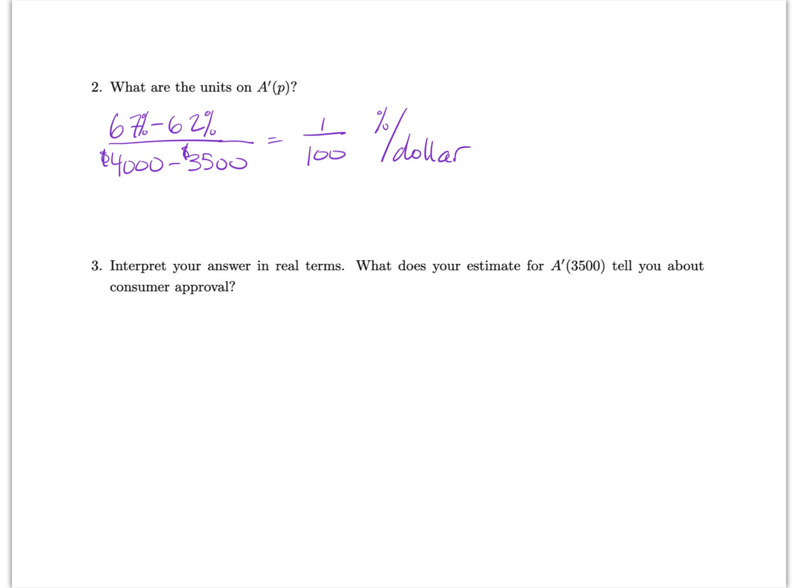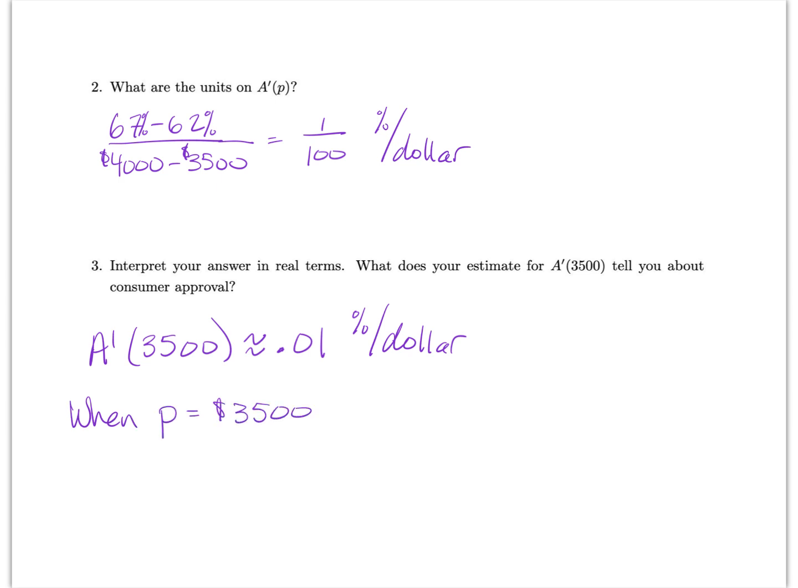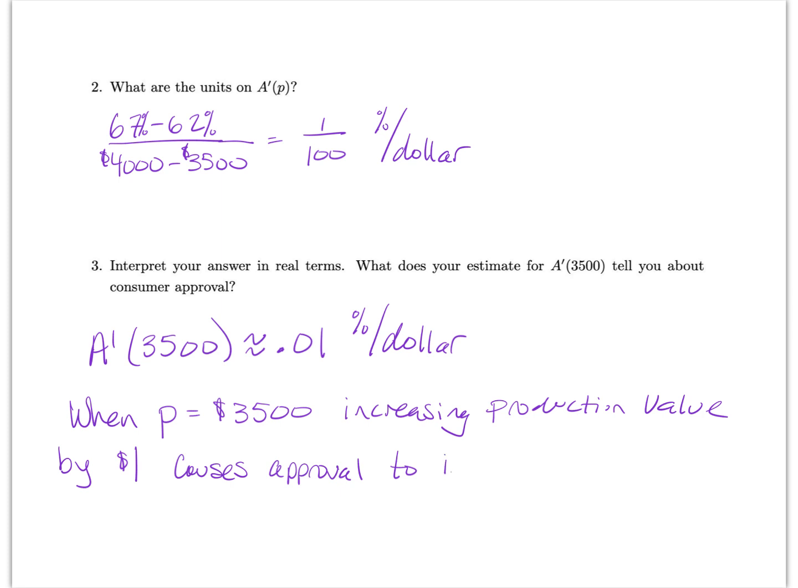Interpret your answer in real terms. We know that A prime of 3,500, which we just calculated, is approximately 0.01% per dollar. So when production value is $3,500, increasing production value by $1 causes approval to increase by approximately 0.01%.